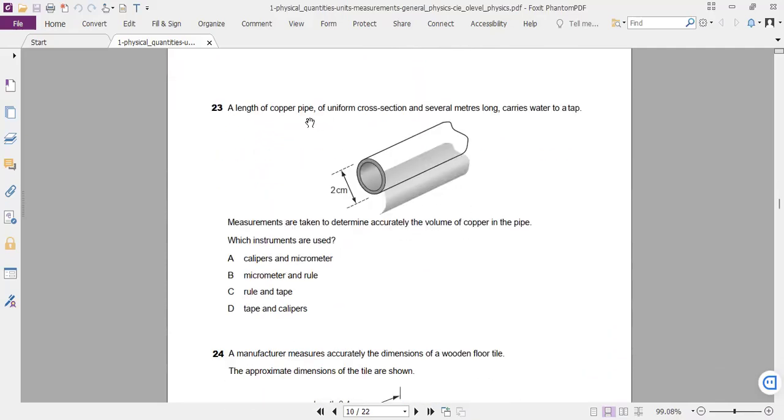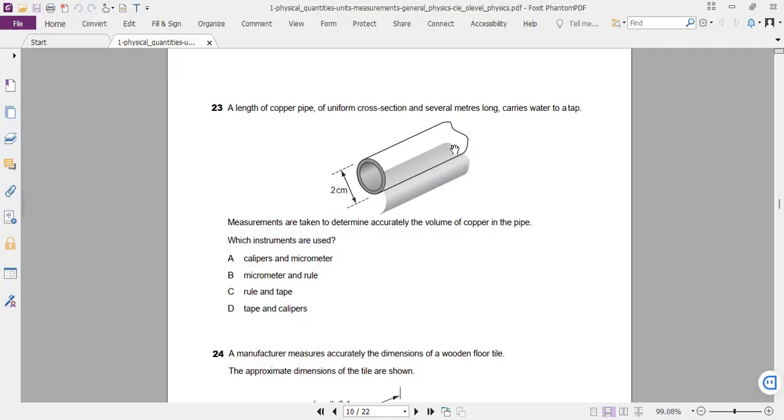This question: length of copper wire. This is a copper wire of uniform cross section, several meters long, that carries water to a tap. Copper pipe, sorry, not wire but pipe. Measurements are made to determine accurately the volume. Which instruments are used? I think you will be able to answer this question very easily, which instrument you will use to measure the diameter and then the length to find the volume. Just bear in mind the volume.